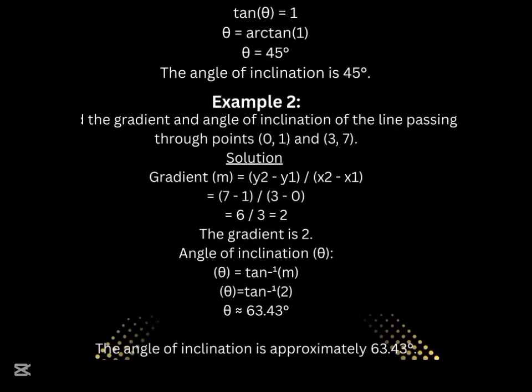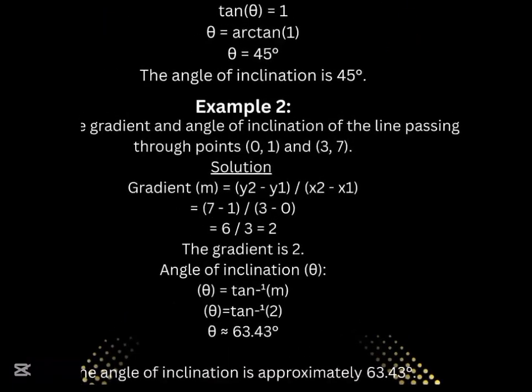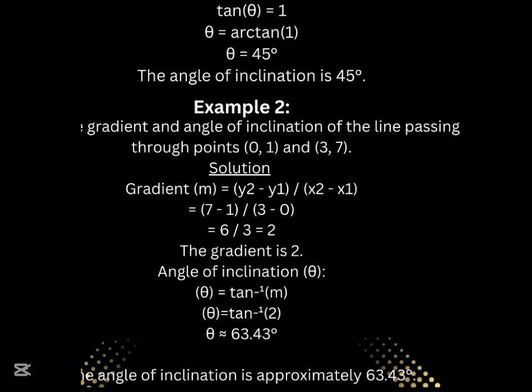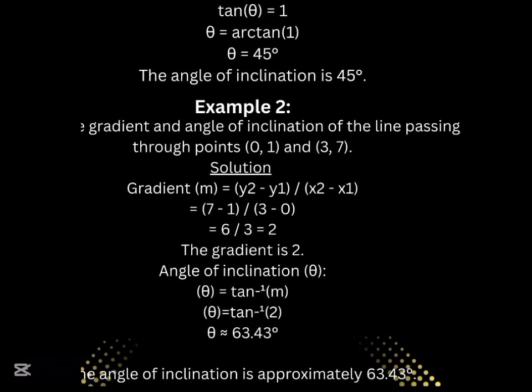Let's quickly look at the second example. You might want to pause the video and try this out yourself. Find the gradient and angle of inclination of the line passing through points (0, 1) and (3, 7). So the first thing is to label your points, always do that: x1, y1, x2, y2.